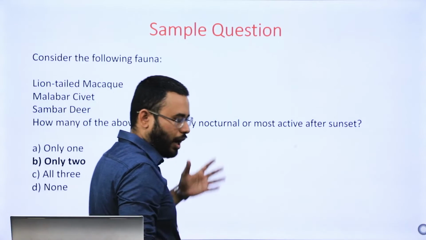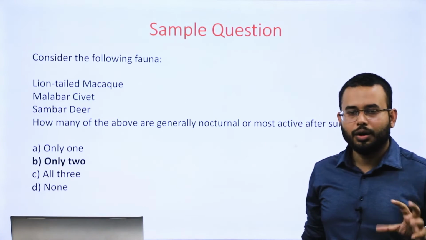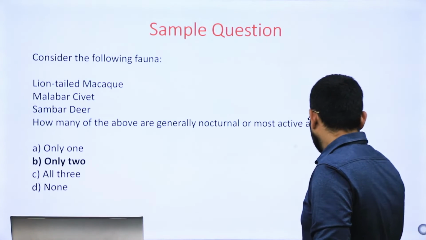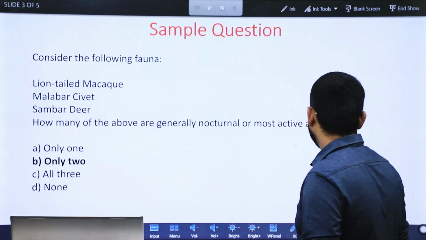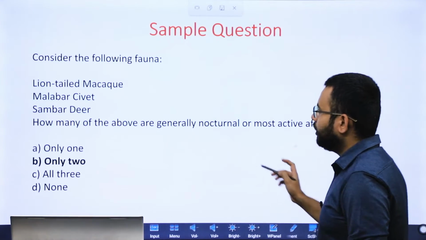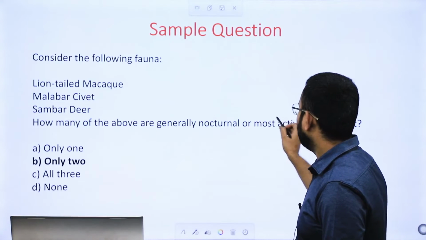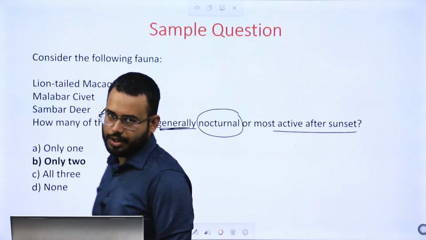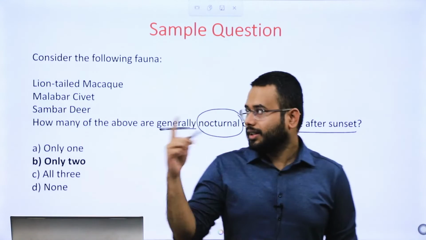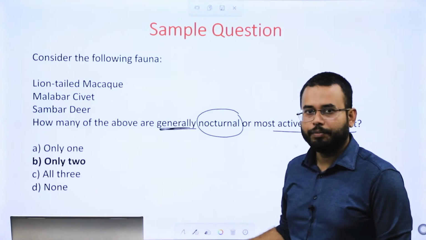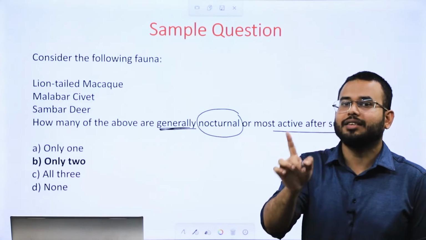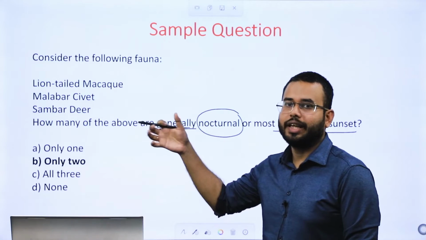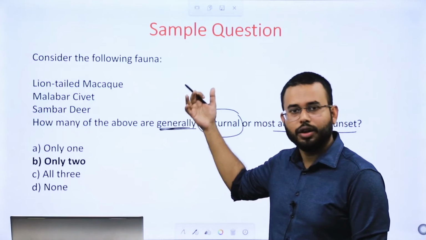Look at a question. I was talking about species in news. So look at the kind of questions they are asking. In 2023, they asked lion-tailed macaque, Malabar civet, sambar deer, right? How many of the above are generally nocturnal or most active after sunset? So they are saying generally nocturnal, right? Now these species were in news for different reasons. So they have not asked the reason why they were in news, but since it came in news, they can be picked and asked a question on their features, right?